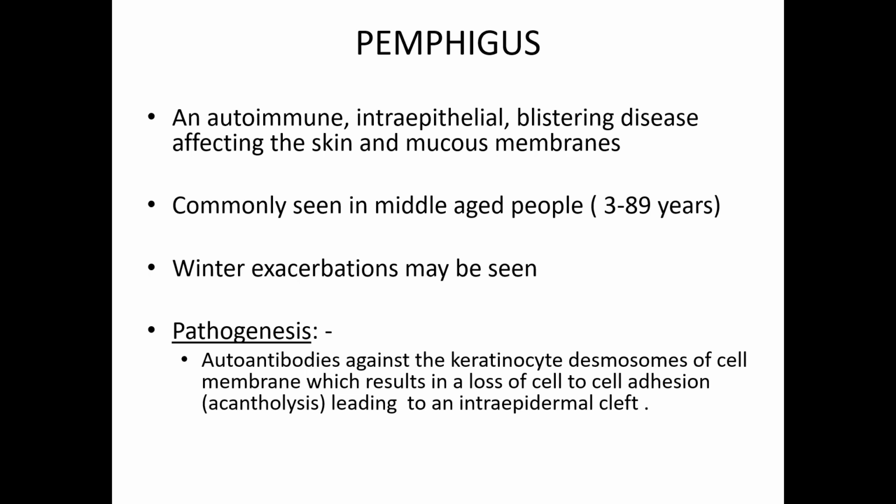There is separation within the skin. Commonly seen in the middle-aged group, though the range can be wide. Winter exacerbation may be seen. Pathogenesis: it is due to autoantibodies against the keratinocyte. Patients develop autoantibodies against the keratinocyte desmosome of the cell membrane, which result in loss of cell-to-cell adhesion, leading to the intraepidermal cleft.